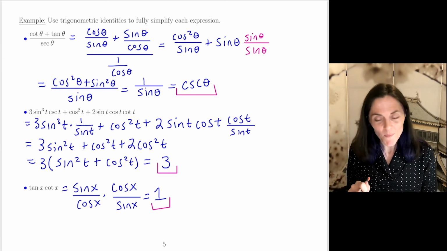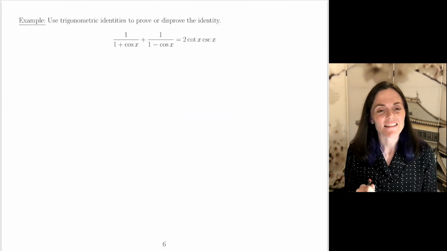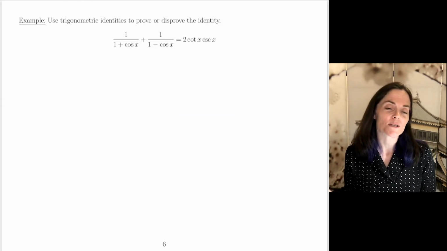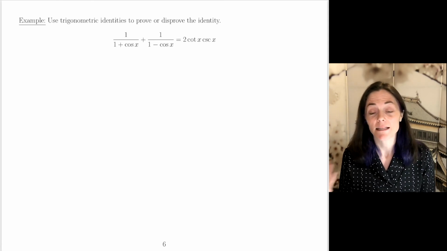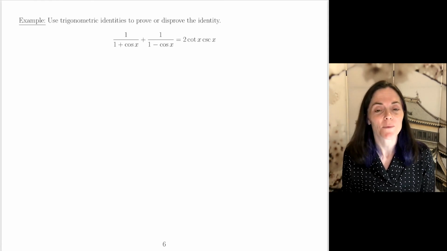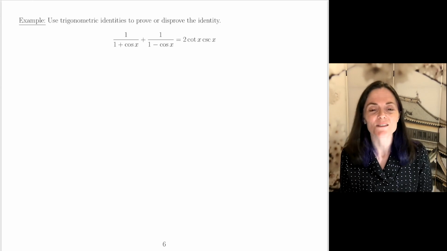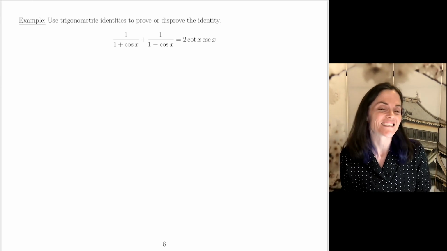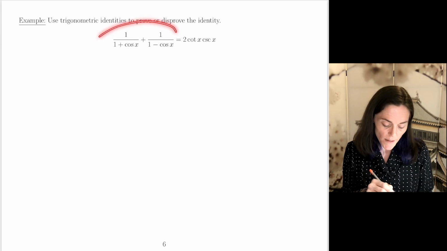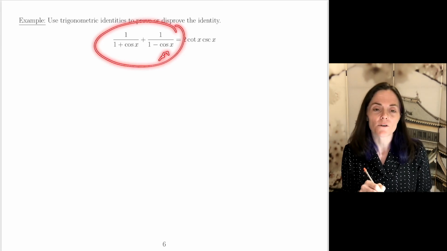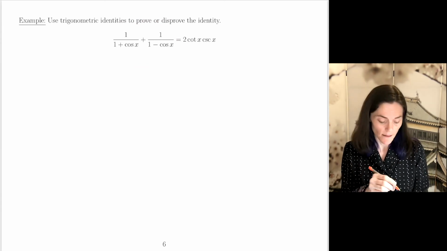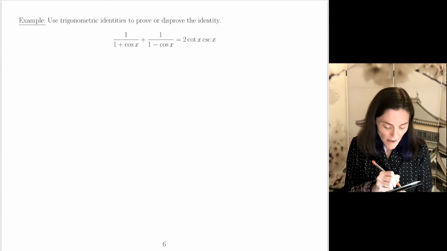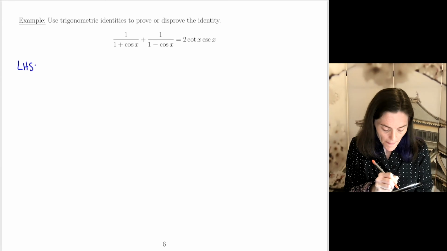Now let's do one more in this lesson, and that's the following. We want to use trigonometric identities to prove or disprove this, which I'm claiming is an identity. Maybe it's an identity, maybe it's not. We either want to prove that it holds or show that it doesn't. So let's work with the left-hand side first. I see a sum of 2 fractions. And so what I want to do here is get a common denominator.